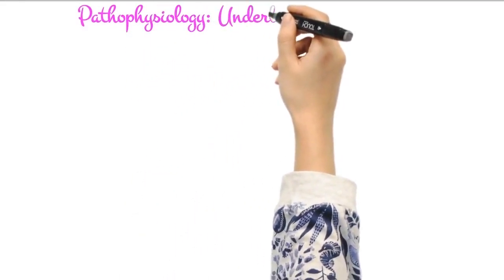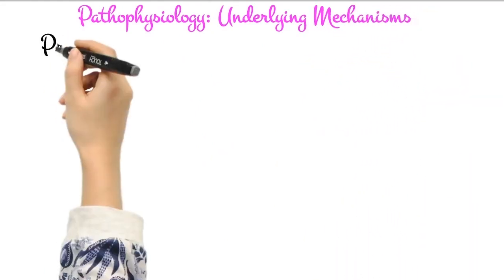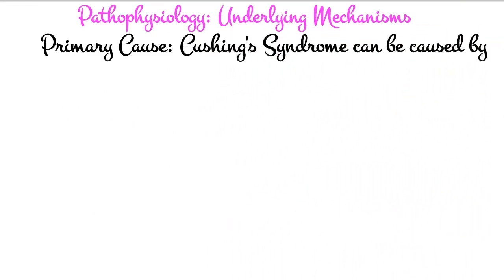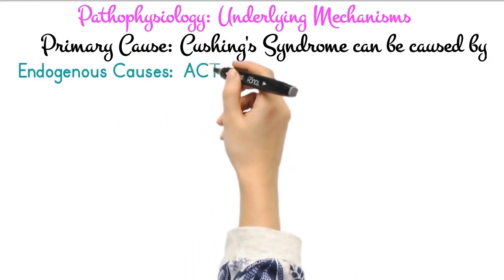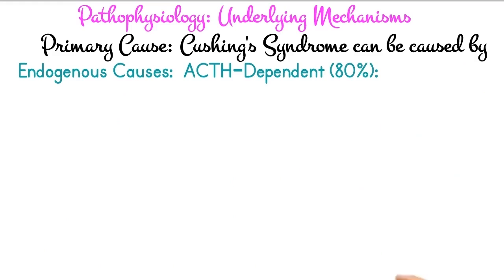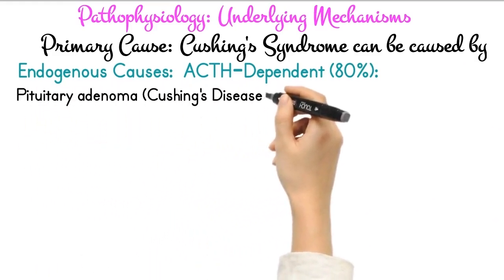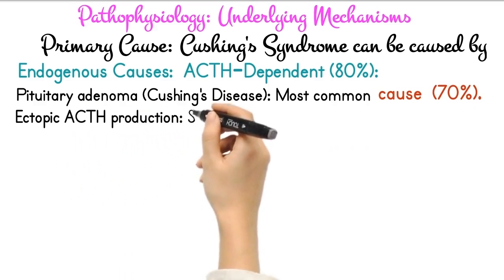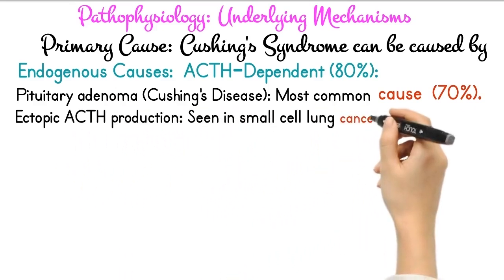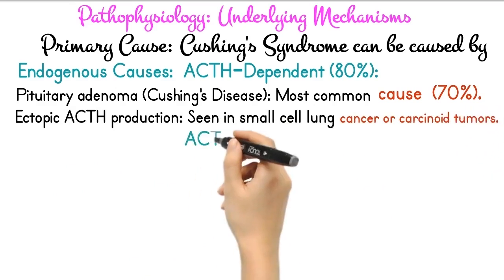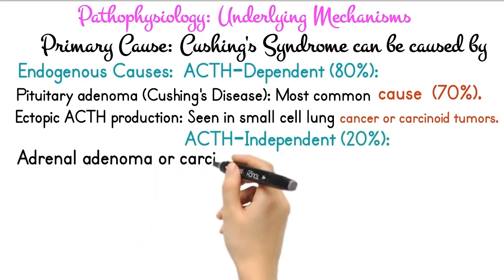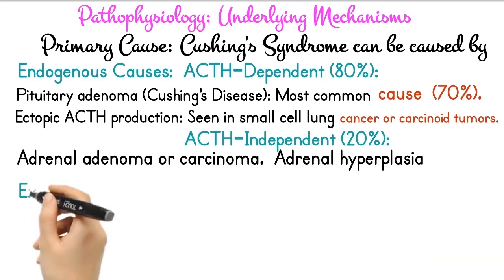Pathophysiology. Underlying mechanisms. Primary cause. Cushing syndrome can be caused by endogenous causes. ACTH dependent, 80%. Pituitary adenoma, Cushing's disease, most common cause, 70%. Ectopic ACTH production, seen in small cell lung cancer or carcinoid tumors. ACTH independent, 20%. Adrenal adenoma or carcinoma, adrenal hyperplasia.